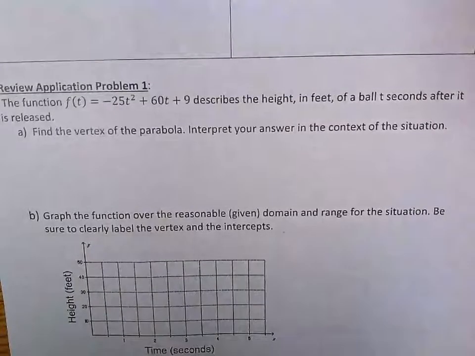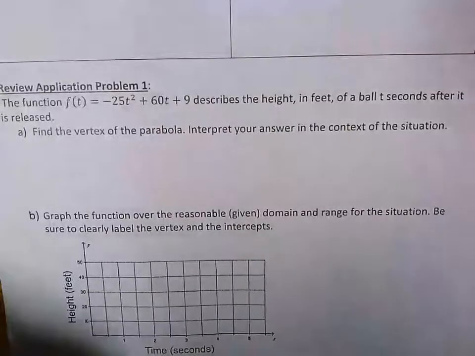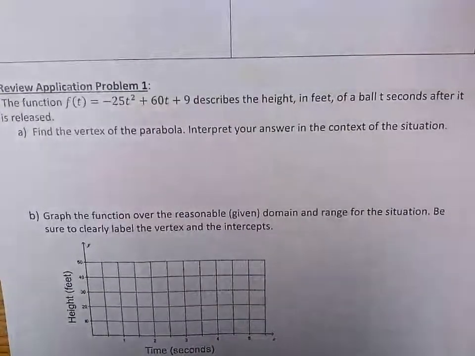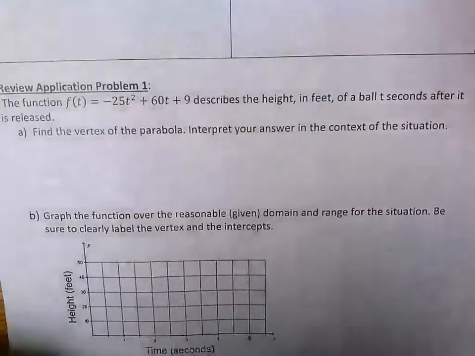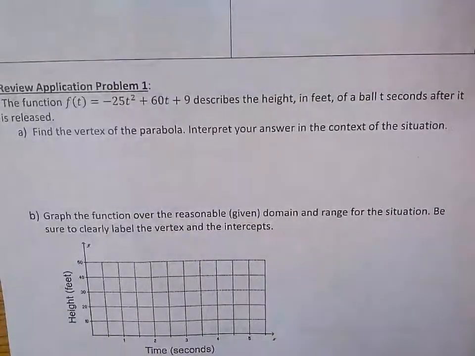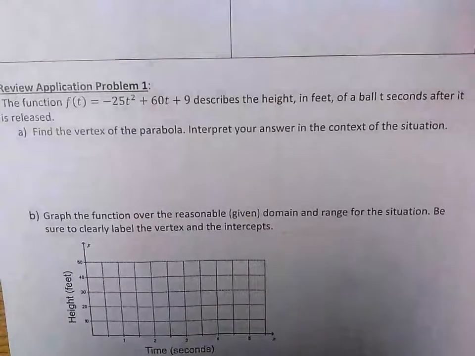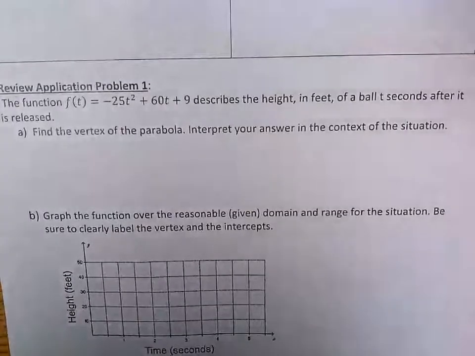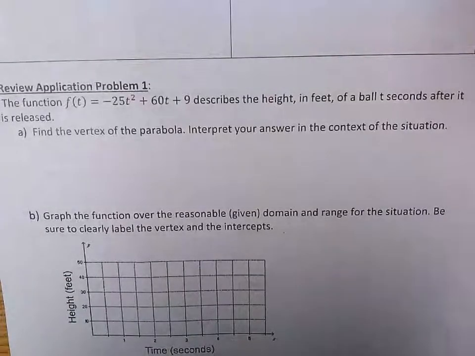Okay, so in this video we're going to be analyzing a problem. I think it's pretty simple, and let's dive into it. It's about a quadratic function, and we need to identify the vertex and interpret the vertex. So it says the function f of t equals negative 25t squared plus 60t plus 9 describes the height in feet of a ball t seconds after it is released. Then it says find the vertex of the parabola, interpret your answer in the context of the situation.